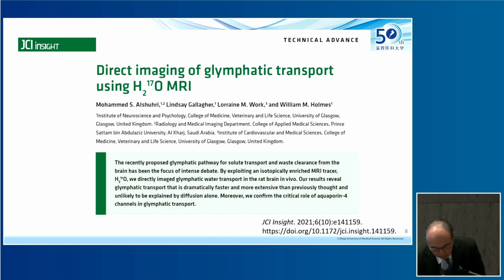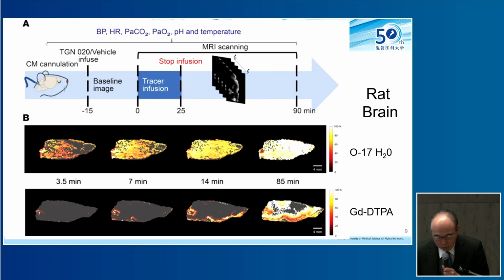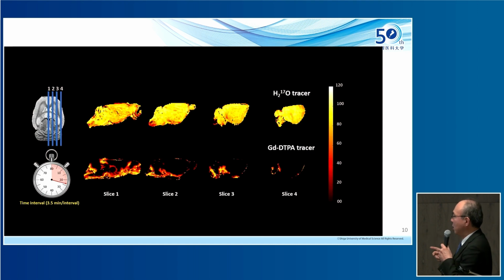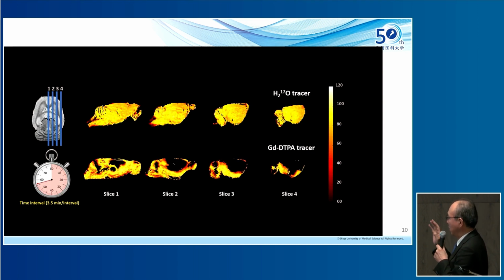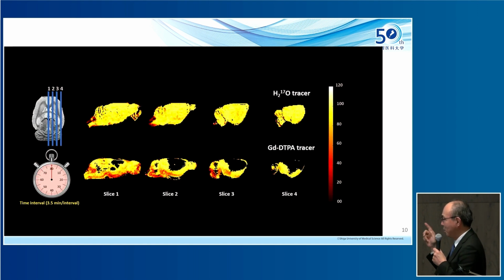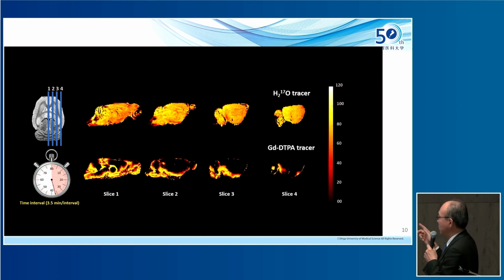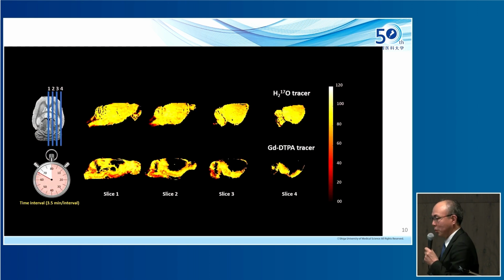In the previous report, there are some reports in a rat model, using the same O-17 water and gadolinium-DTPA. For the O-17, after intracerebral injection, it distributes through the whole brain very rapidly, but the gadolinium contrast medium distributes gradually in the brain. This is a video from their paper. The time scale is 3.5 minutes. Water distributes very rapidly, but gadolinium goes very gradually to the whole brain.